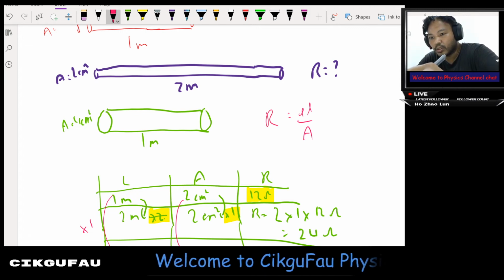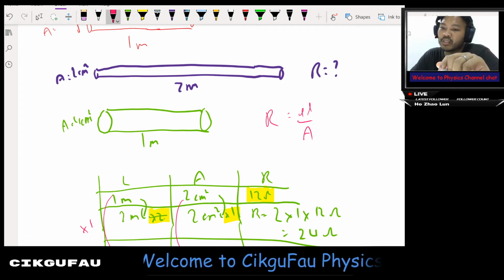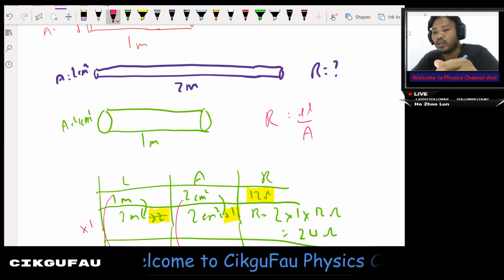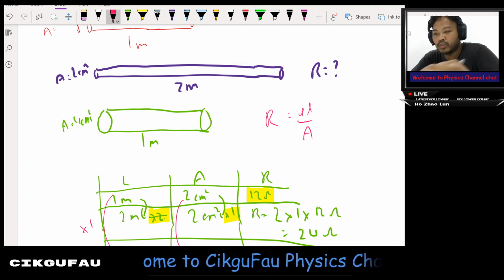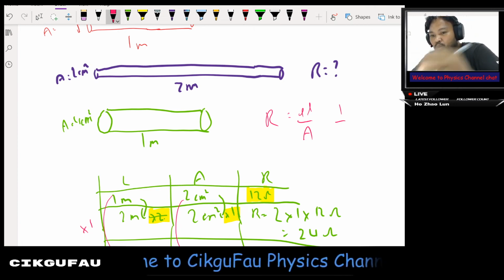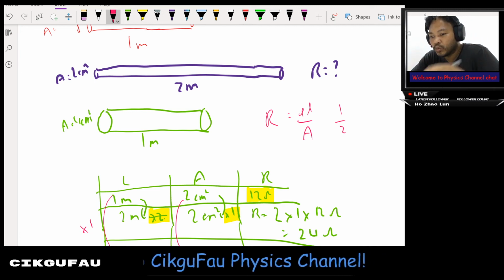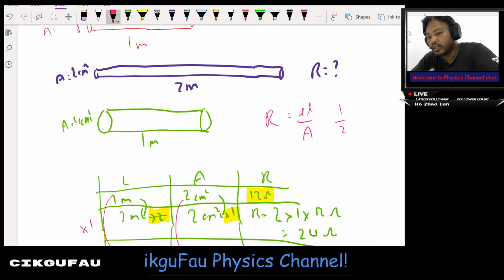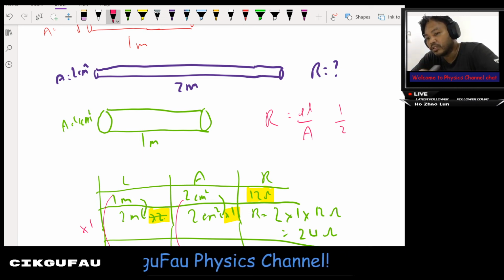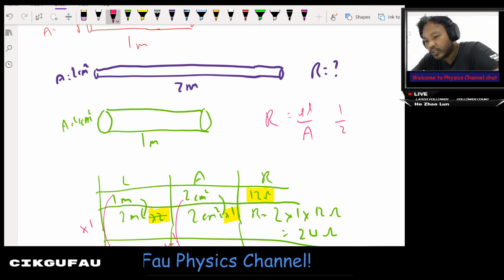Okay, so A is actually an inverse function, right? So when I multiply the area by 2, it's actually 1 over 2, because 2 is in the denominator. So 2 to 4 is actually 2 times, but because it is a reciprocal, it becomes times 1 over 2. So 1 over 2.